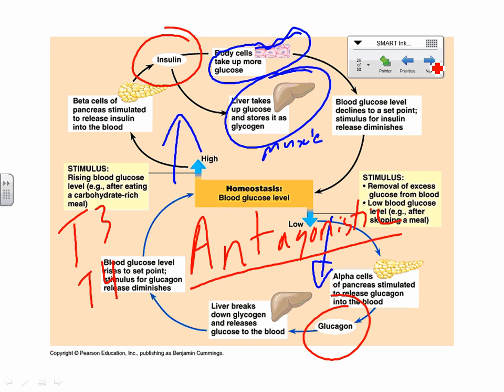What element does the thyroid need that's only needed by the thyroid? Your body doesn't need it anywhere else. Iodine. Okay? And T3 has, guess what? 3 iodine atoms. T4 has 4 iodine atoms.